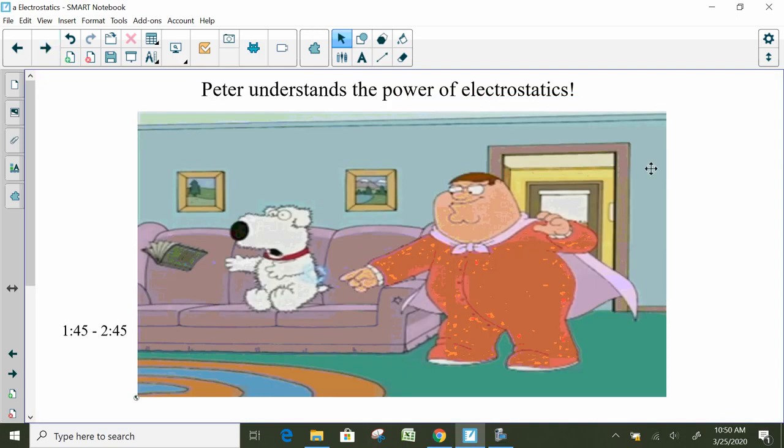There's a clip here from Family Guy. It's actually been taken off, probably rightfully so. But Peter discovers the power of static electricity, runs around shocking everything. You can look it up if you want to, but it's off YouTube.